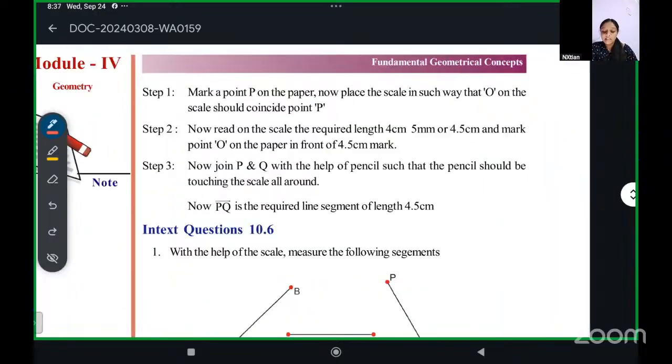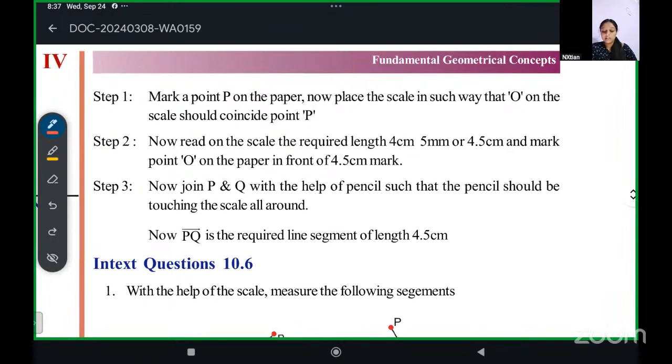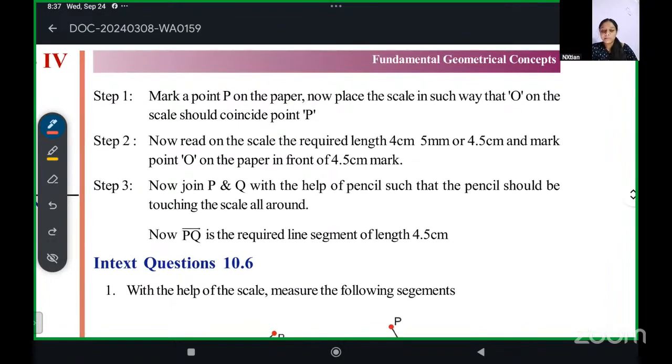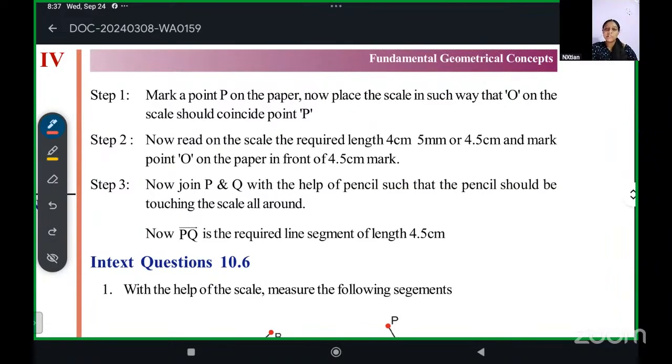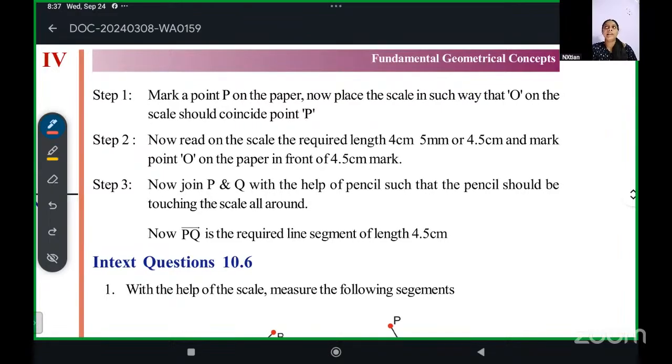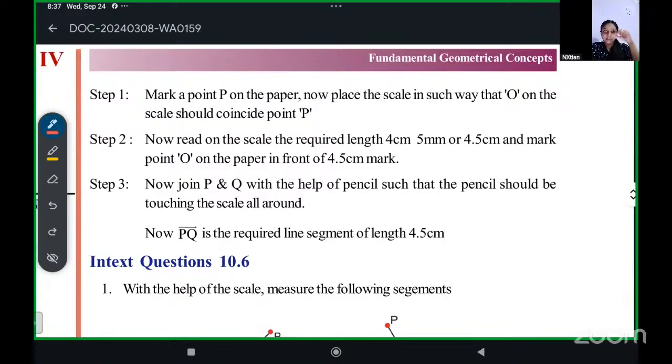Okay, we will read it. Mark a point P on the paper. Now place the scale in such a way that 0 on the scale should coincide with point P. Means the 0 on the scale should exactly come on the point P that you marked. Then read the scale up to the length that you have to measure. Say I have to make a line segment of 6 centimeter. So from that 0 on the scale, look where 6 centimeters is coming. At 6 centimeter, you mark a point with the pencil, or pen.